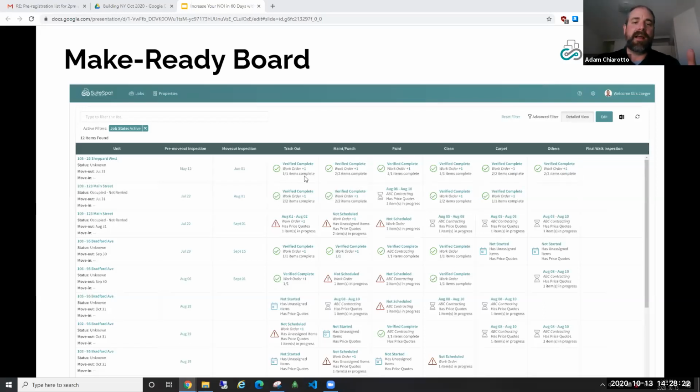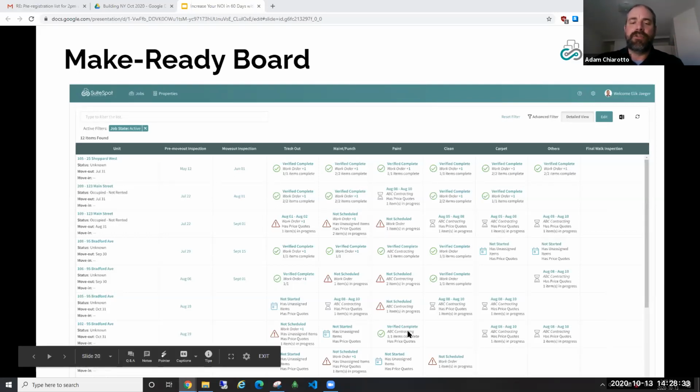And then same thing, if I want to update this, I can update this either from the board or I can update it from the mobile app. So for example, another good thing is the verification that work has been completed. So if I go into unit 102 at 95 Bradford Avenue, I see the paint has been completed.